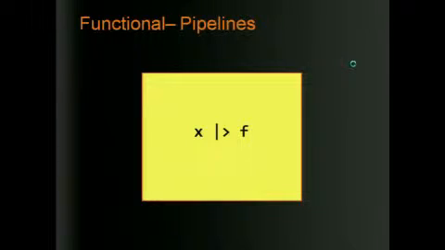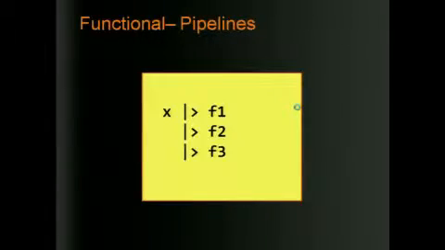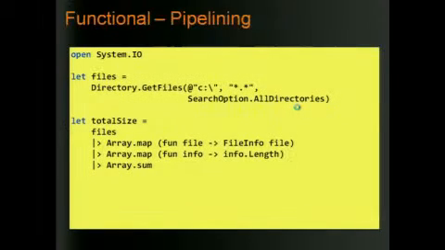You'll see a lot of pipelining in F# programming, where you take an object and you pipe it into some function. Okay, so the pipeline operator. This just means taking the function and applying it to the object. It's just putting the application the other way around. The advantage here is that you can take some value and put it through the pipeline of various functions and get the overall result out at the end. Okay, successive stages in a pipeline.